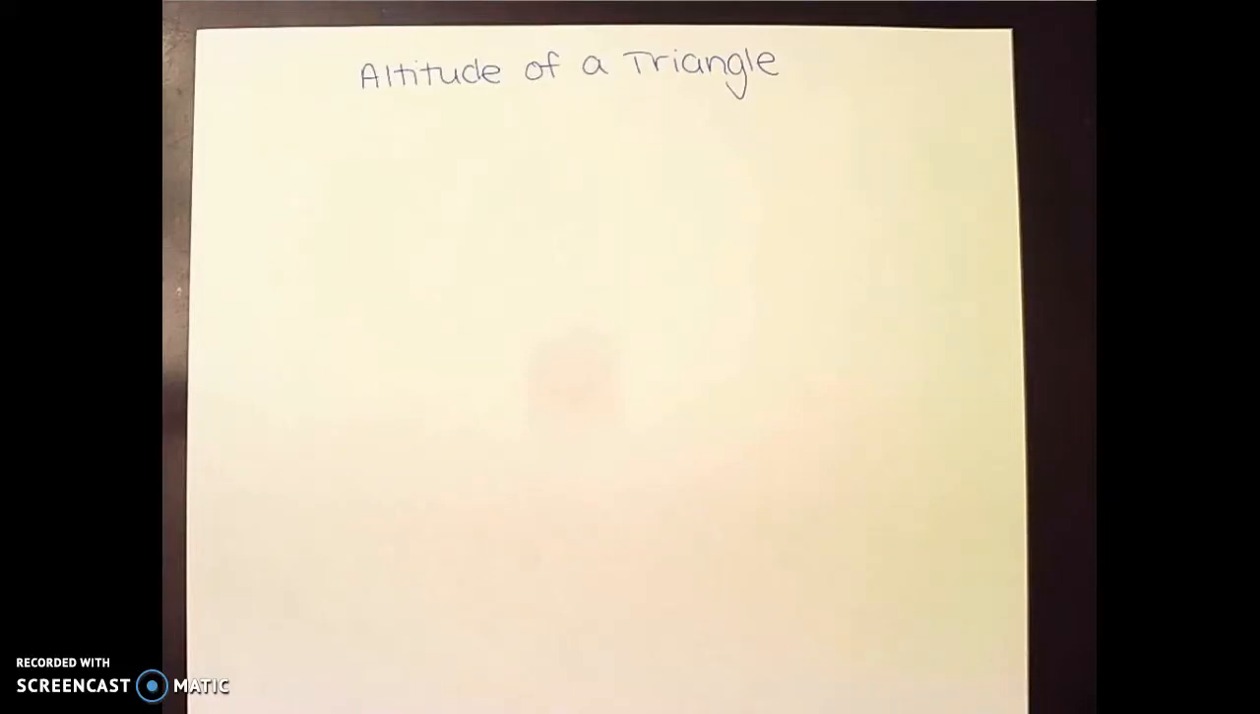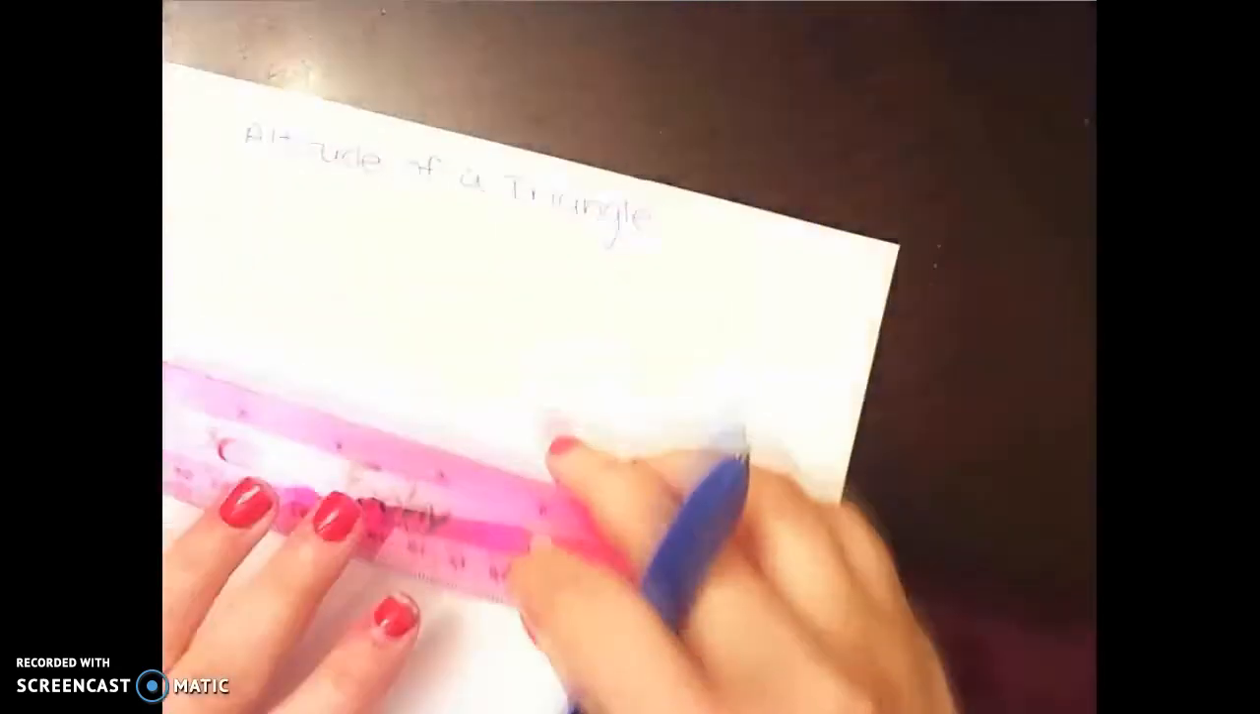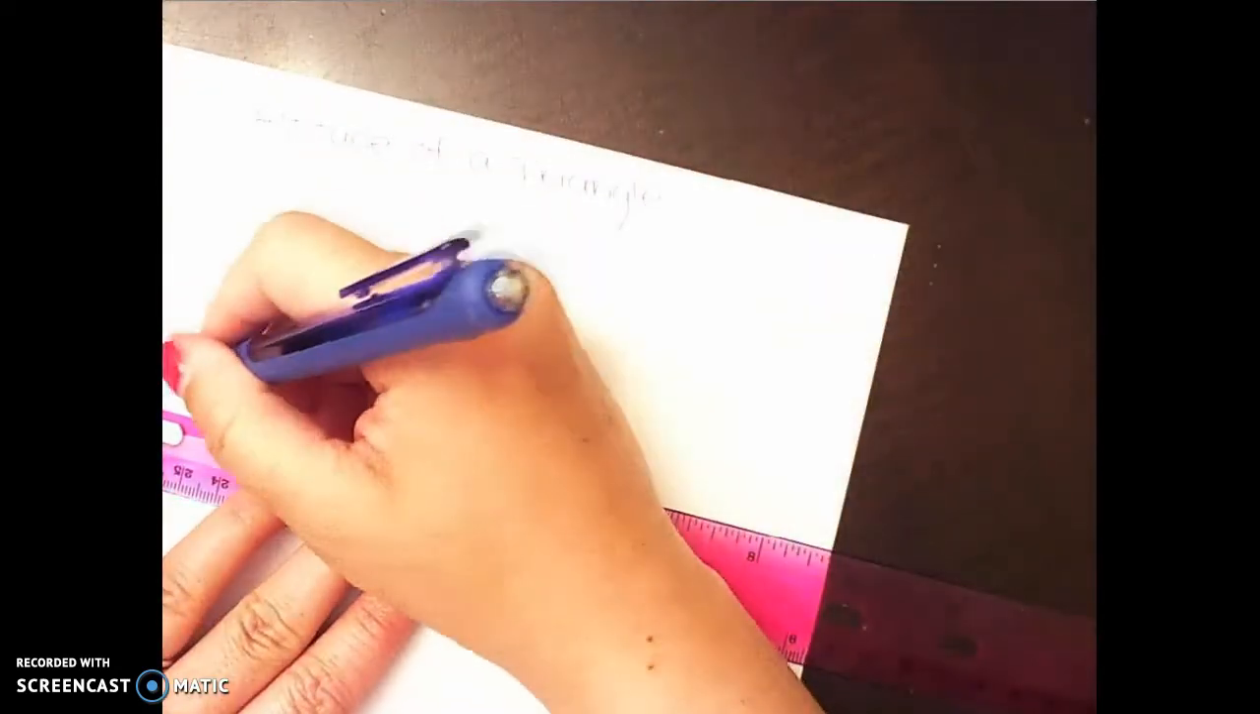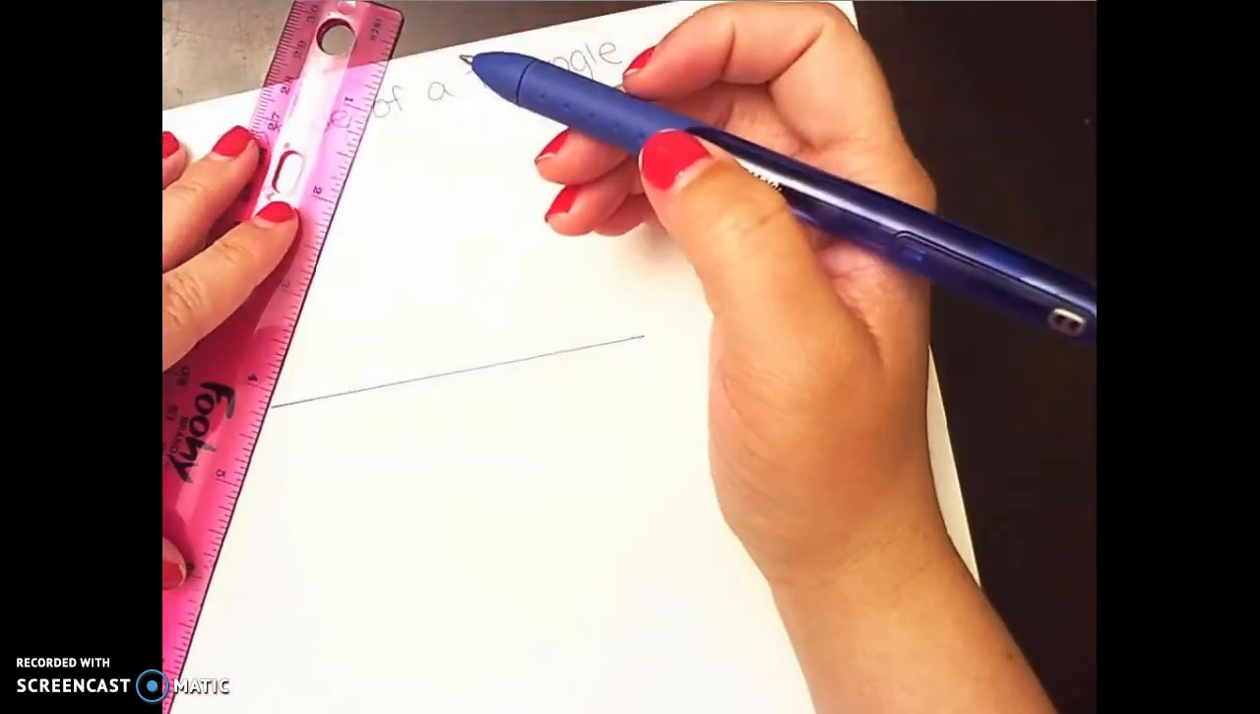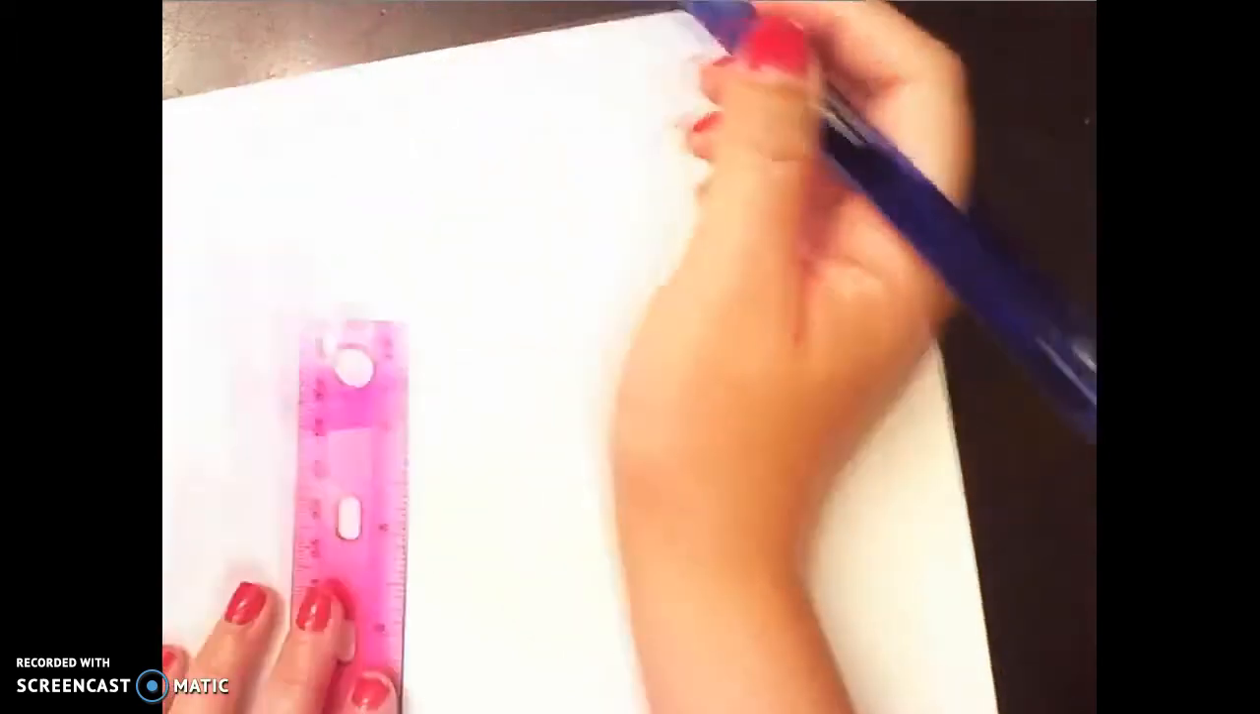This is the construction for an altitude of a triangle. So I'm going to start by getting a triangle on my paper. It doesn't really matter what your triangle looks like. It can be any triangle.